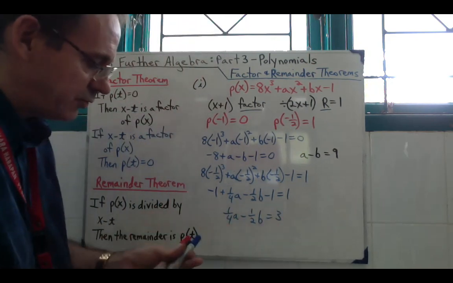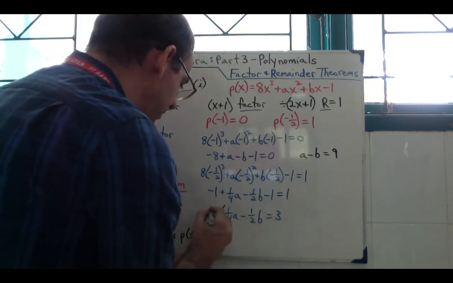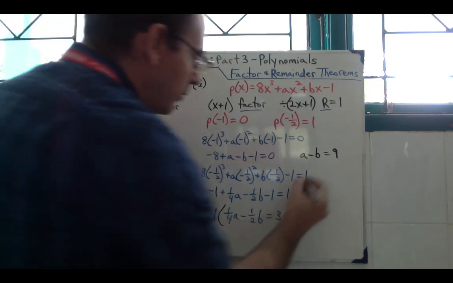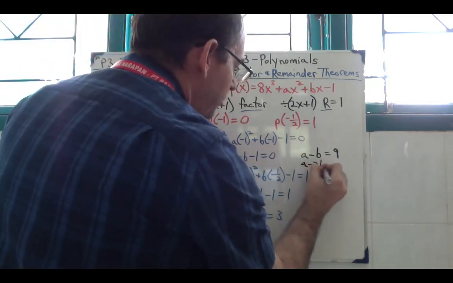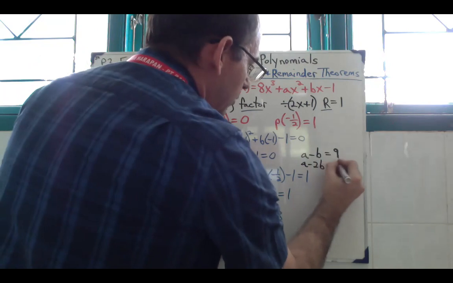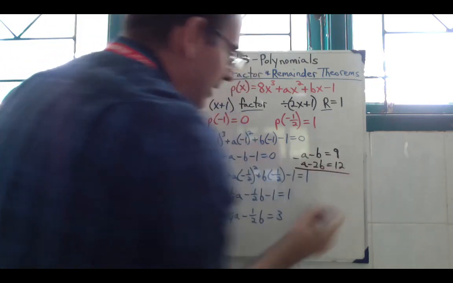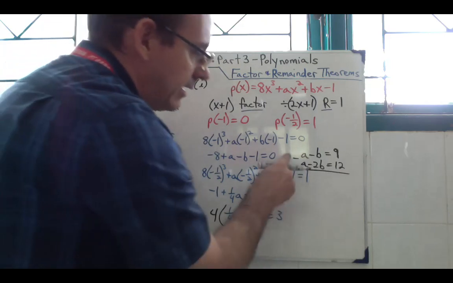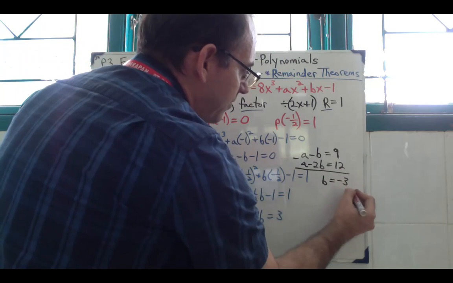So what we want to do is clear out the fractions. We're going to multiply everything by 4, which will give us a minus 2b equals 12. We can subtract. The a's go away. We end up with b equals negative 3.